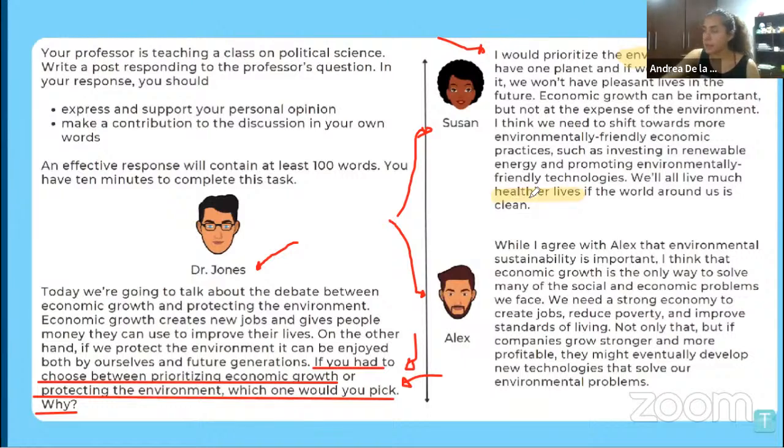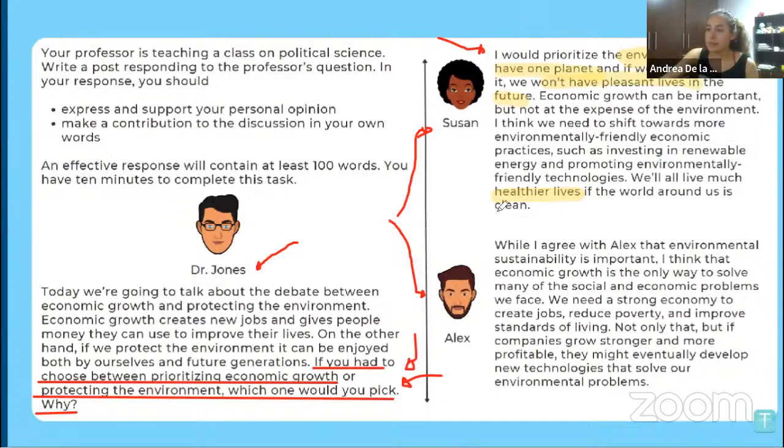Perfect. Sometimes they'll have more than just one reason. If that's the case, then you can just pick one of those reasons. It doesn't matter which one. For example, in this case, she also says that we only have one planet to live on. We won't have pleasant lives in the future if we don't take care of our planet. So it's the same or similar to healthier lives.